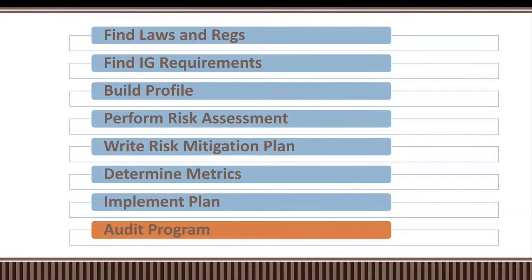And then finally, audit the program. See how we did and see the opportunities for improvement. Check the metrics that we developed. Use those for auditing purposes. Put a process in place to separately and independently audit the risk mitigation measures. Make sure they were implemented.